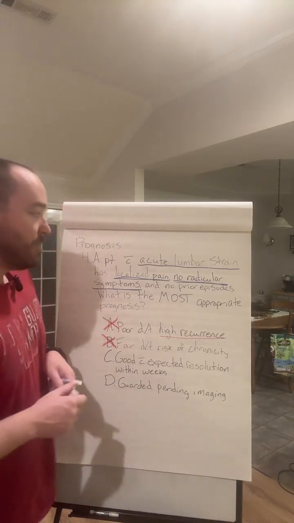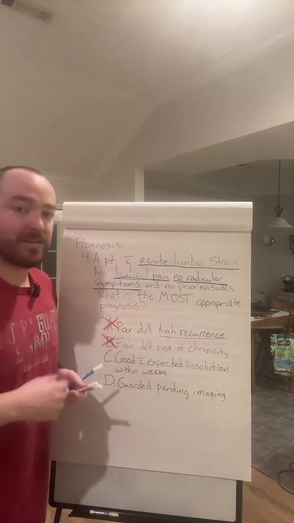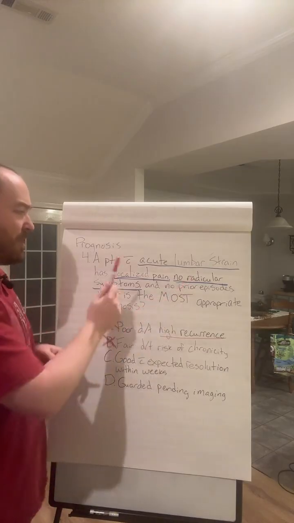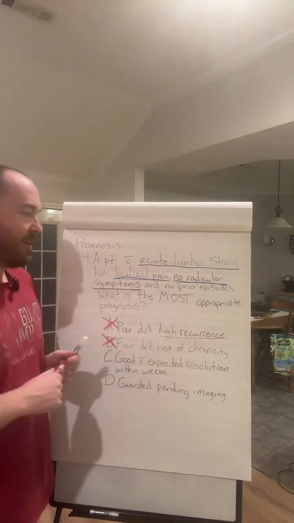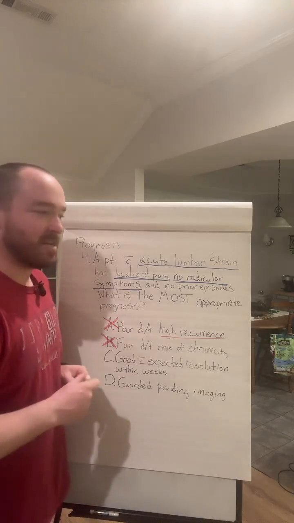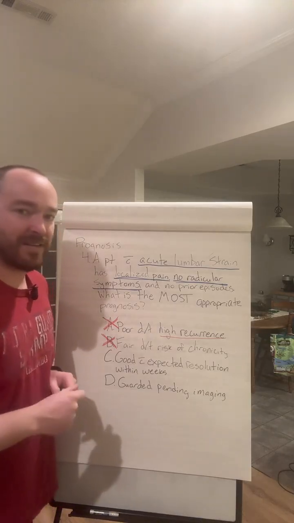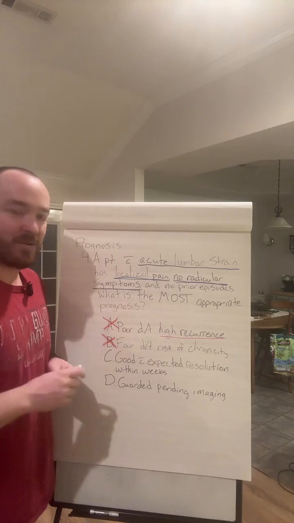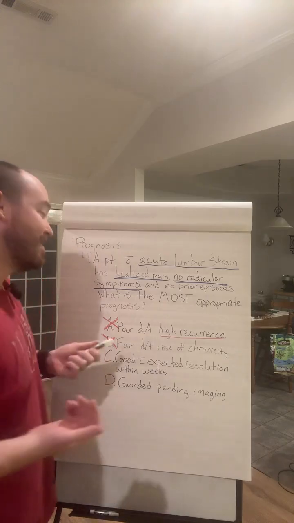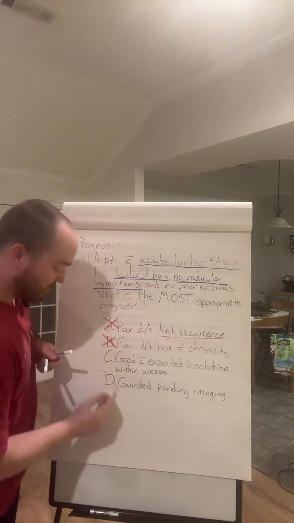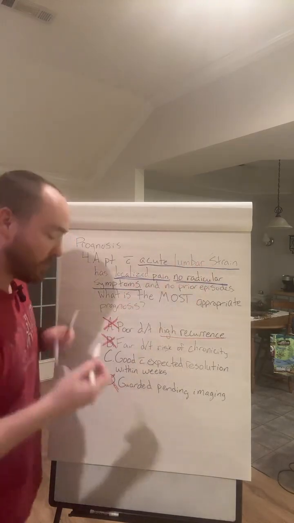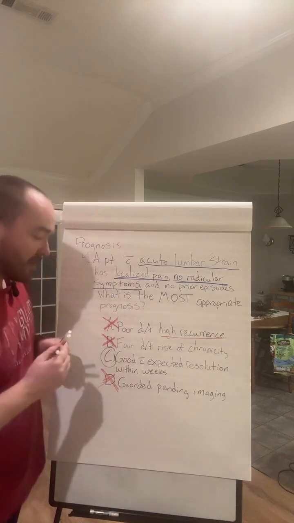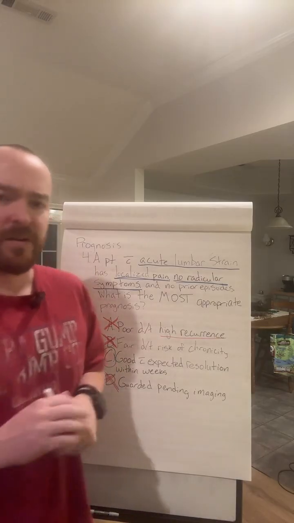D, guarded pending imaging. There's nothing in this that is throwing up any red flags that makes me think he needs imaging. Even if it said radicular symptoms and diffuse pain, if it doesn't say anything about bowel and bladder, progressive bilateral weakness, or anything like that, I don't think he needs imaging. If there are no red flags, then there's nothing to suggest that imaging is indicated, right? So I'm going to say no, especially because we're talking about an acute lumbar strain, and we don't need imaging for that. It's not going to tell us anything we don't already know. So C, good prognosis for acute lumbar strain.